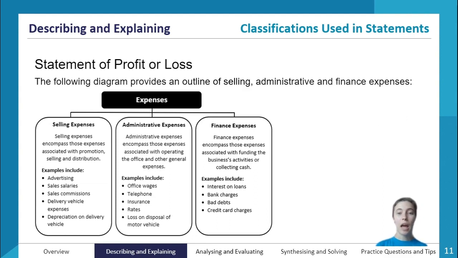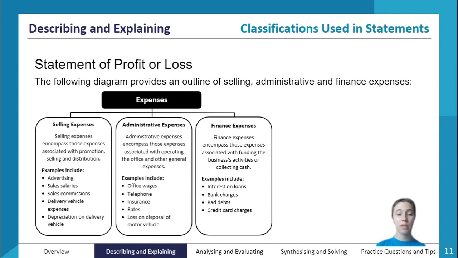And so here is an outline of those three key categories that you'll need to know for accounting at the year 12 level. In terms of selling expenses, it's anything associated with promotion, selling, and distribution. So advertising, sales salaries, sales commissions, delivery vehicle expenses and depreciation on a delivery vehicle, for example, because that is distribution related.